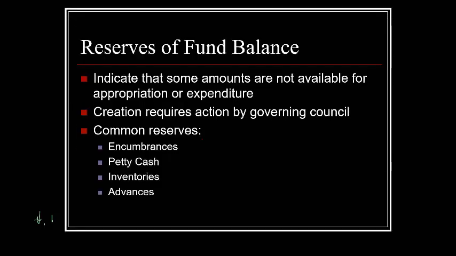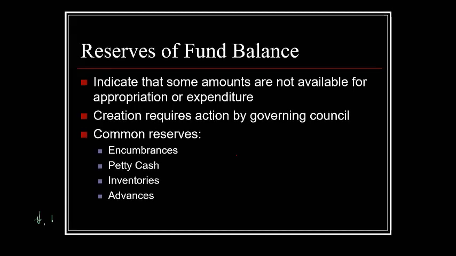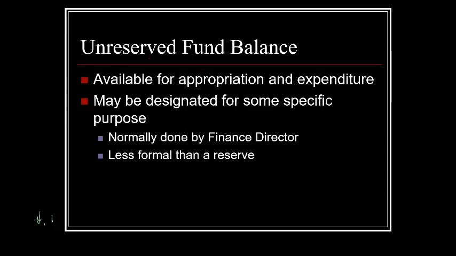And this will lead me to the main types of reserves that we can find. We have the encumbrances and we talked about it, we have the petty cash, we have the inventory, and we have the advances. All of those are common reserves that the government can make in order to satisfy something in the future. Right, very good. And this will be taken out of the unreserved fund balance as we talked about.